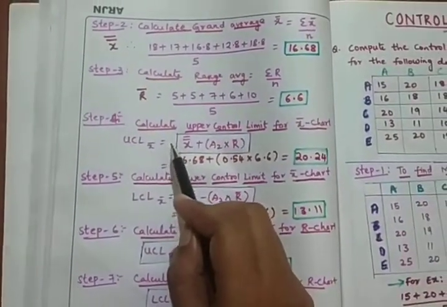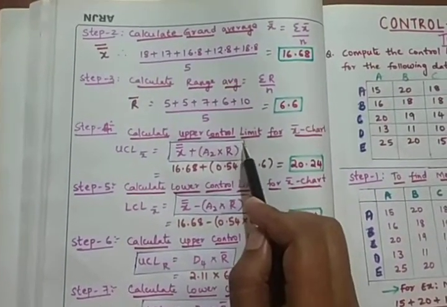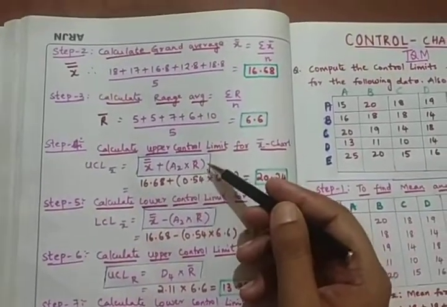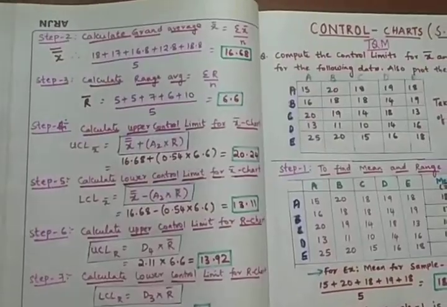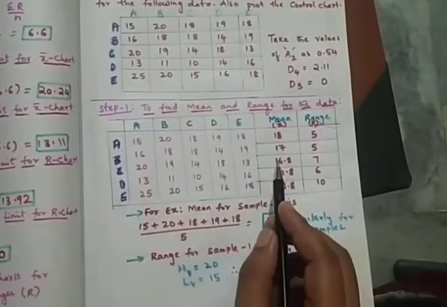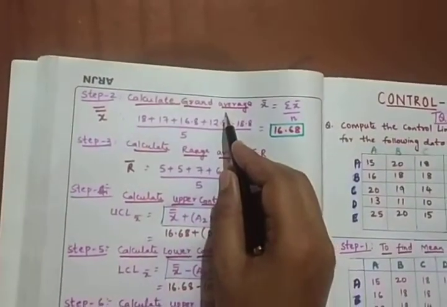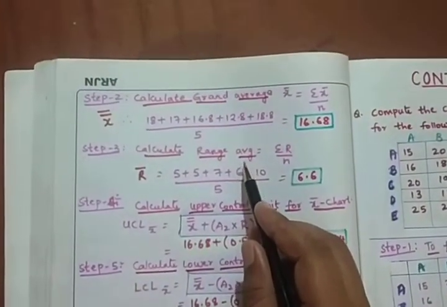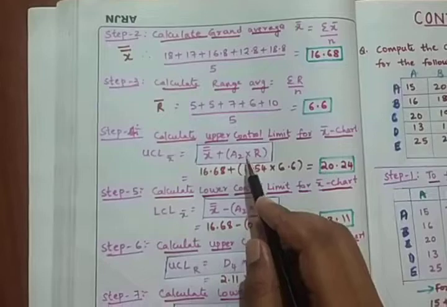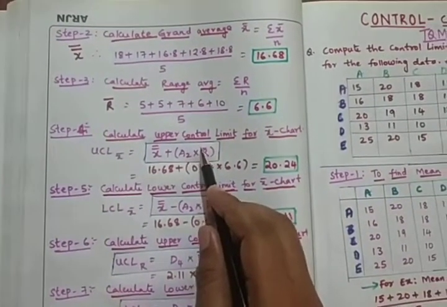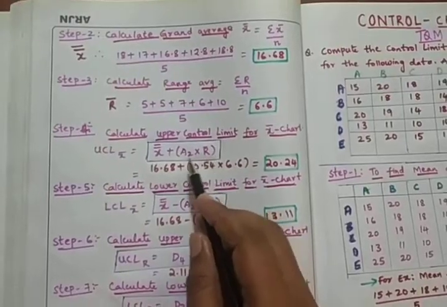And the next thing is you need to calculate the control limits. As I said, from here you will start with the actual process. The first one we have completed with calculation of mean and range values. Then we have computed the grand average. The second step we have computed with the range value R bar. Next we have entered with the control limits for both X bar, that is means, and ranges.